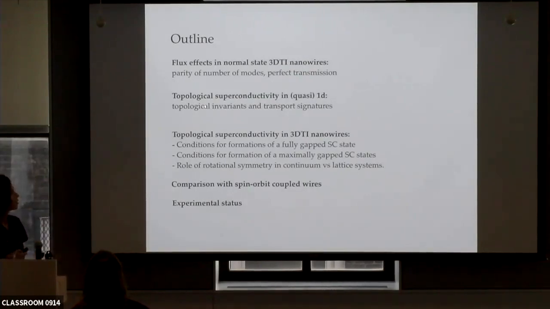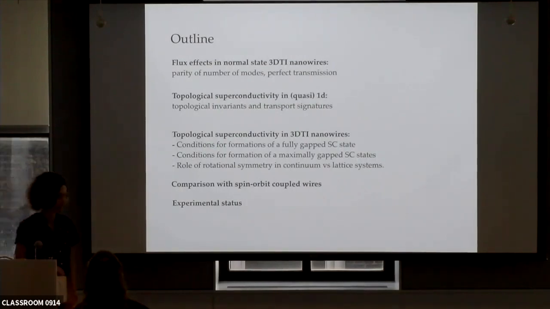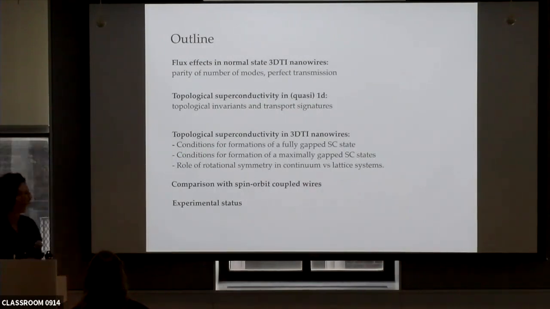Then I'll talk about topological superconductivity in quasi-1D, the topological invariant that characterizes this system, and what the potential transport signatures for this state are. And then I'll go into what the conditions are to get the topological superconducting state in TI nanowires. I'll talk about conditions for the formation of a fully gapped state, and also the conditions for the formation of a maximally gapped state.